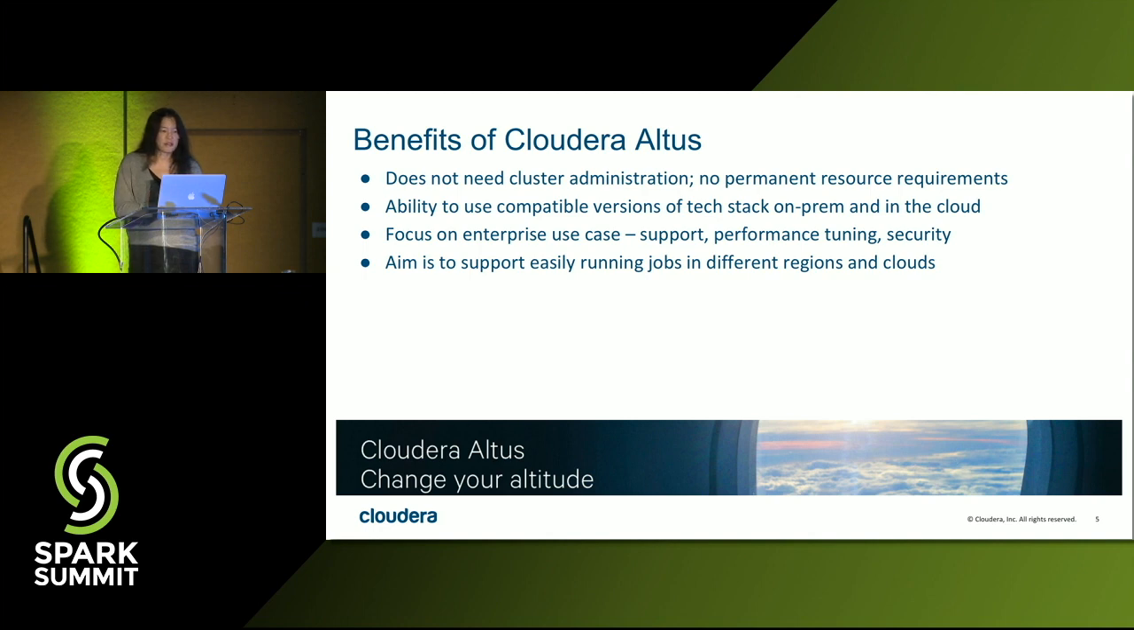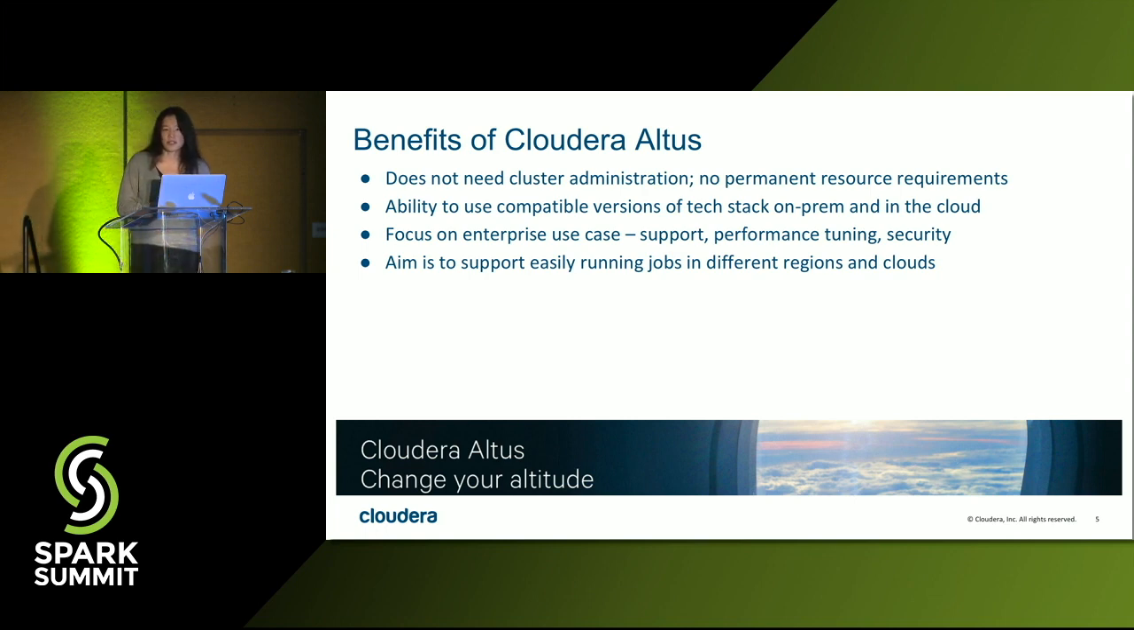From a very high level, why Cloudera Altus? We manage clusters so that you no longer need to administer CDH clusters in the cloud. And we use compatible versions of the CDH distribution. So if you're using Cloudera on-premise or in a different cloud than AWS, then we would be using the same distribution across different cloud providers as well as on-premise. This allows for easy workload migration across all of these different platforms.